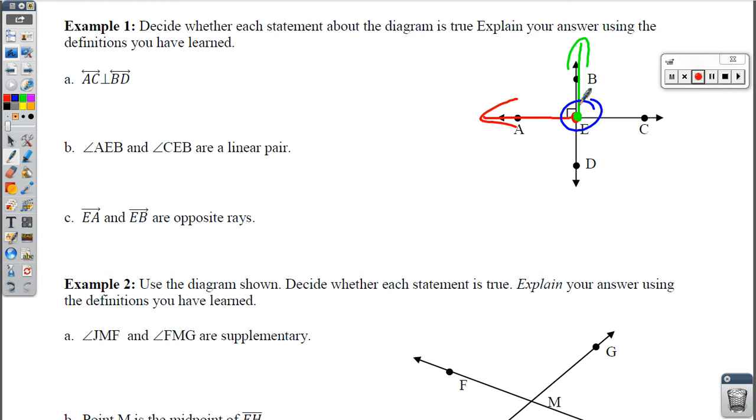If we wanted a ray opposite to, say, the red one, we could do this, that'd be fine. If we wanted a ray opposite to the green one, then we could do that, that would be an opposite ray. But ray EA and ray EB are not opposite rays.